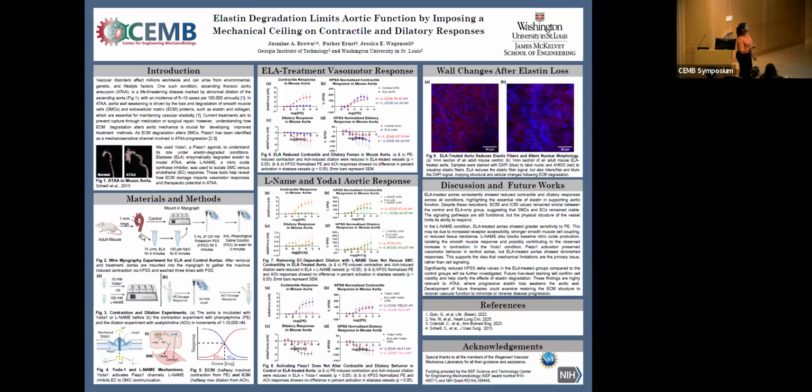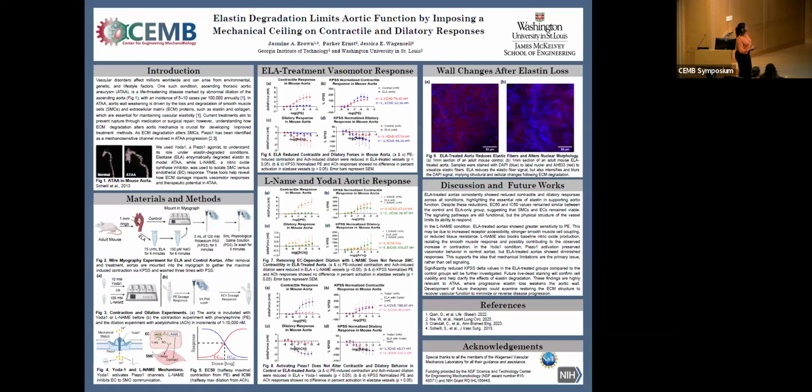One thing we can also note, though, is that the EC50 and IC50 values are very similar between both groups. So this gives us an idea that the signaling between cells is still intact. However, that mechanical ability to contract and dilate has been diminished with the elastase treatment.